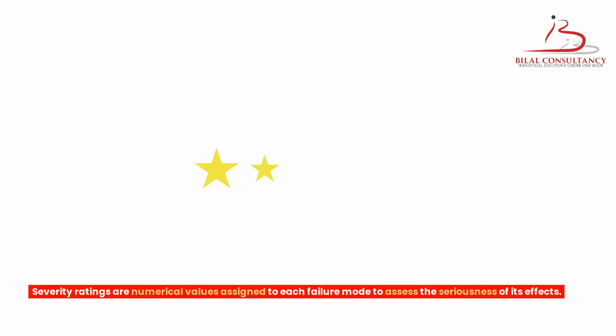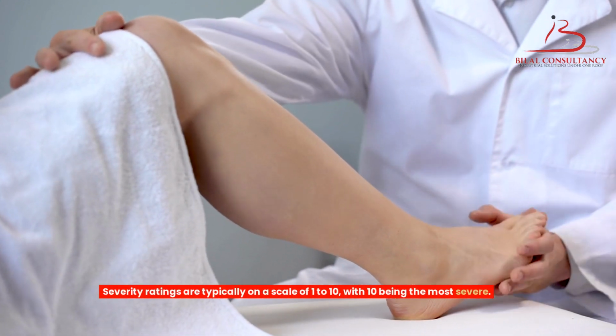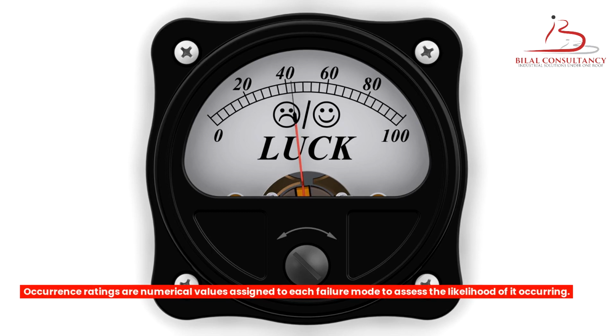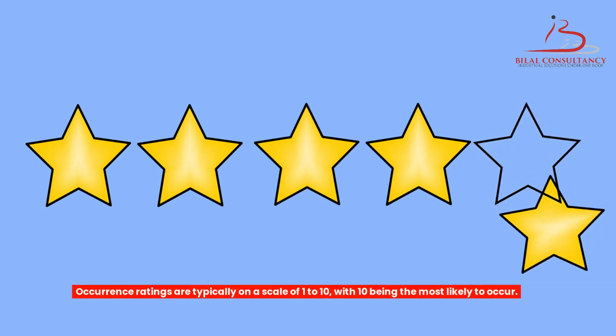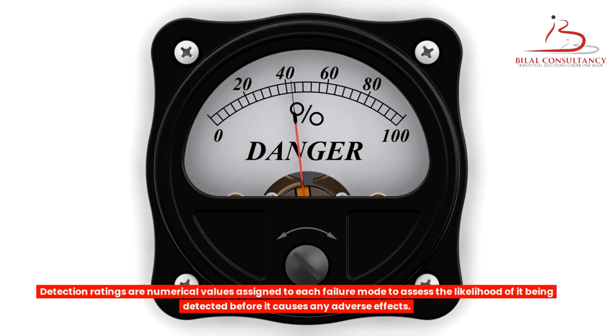Severity ratings are numerical values assigned to each failure mode to assess the seriousness of its effects. Severity ratings are typically on a scale of 1 to 10, with 10 being the most severe. Occurrence ratings are numerical values assigned to each failure mode to assess the likelihood of it occurring. Occurrence ratings are typically on a scale of 1 to 10, with 10 being the most likely to occur. Detection ratings are numerical values assigned to each failure mode to assess the likelihood of it being detected before it causes any adverse effects. Detection ratings are typically on a scale of 1 to 10, with 10 being the most difficult to detect.